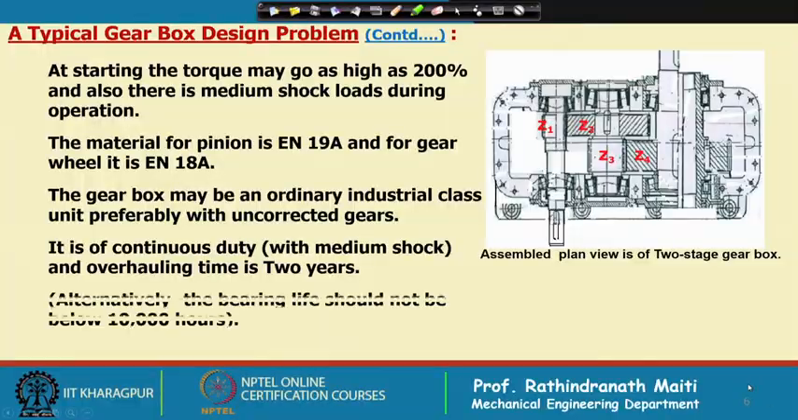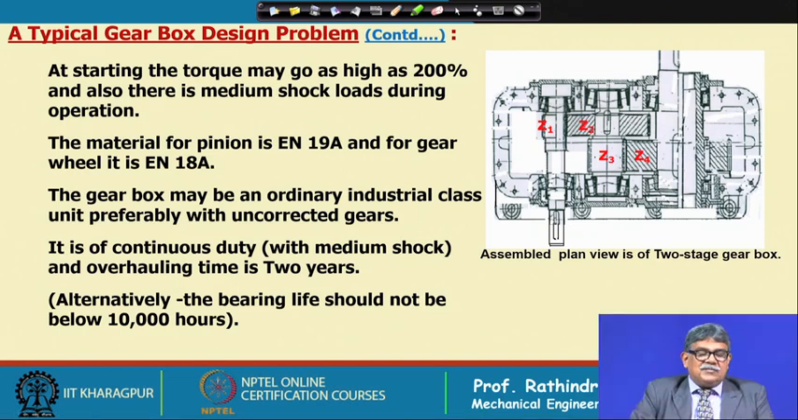Now, what does 2 years mean? From this we have to know how long the machine will run in a day, and what the total running time will be in 2 years. That is again from the application of the machine. That is why in some cases we can say the bearing life should not be below 10,000 hours. So, the bearing should last 10,000 hours.